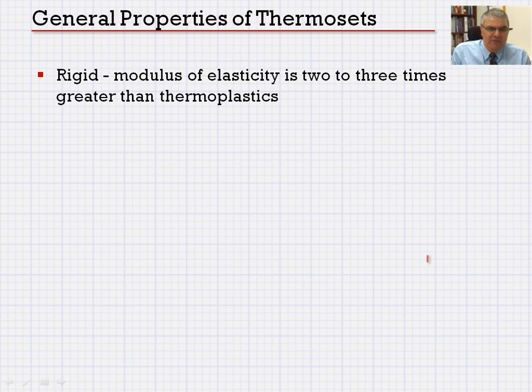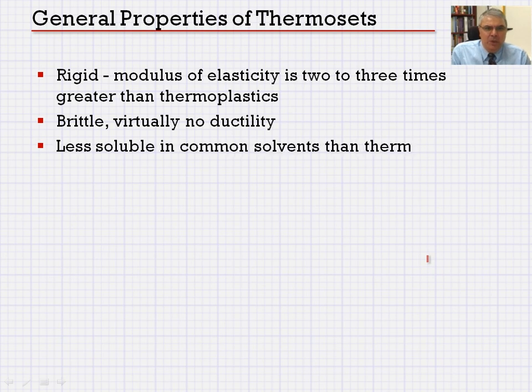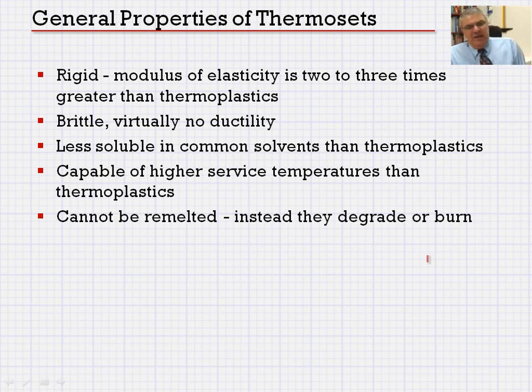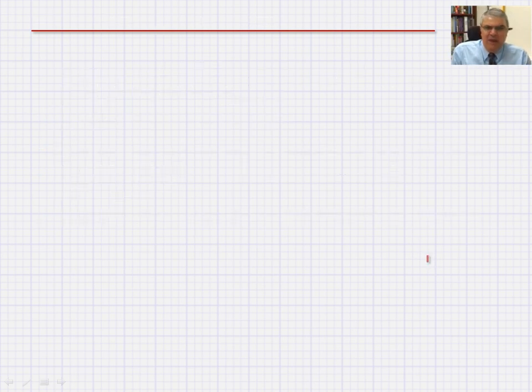General properties of thermosets are also noteworthy here. They have a modulus of elasticity 2 to 3 times greater than thermoplastics, which makes them more rigid in comparison to thermoplastics. They're brittle. Virtually, they have no ductility. You probably have experienced some of these plastics that break easily. They're less soluble in common solvents than thermoplastics, and they're capable of higher service temperatures than thermoplastics. They cannot be remelted, as I have discussed previously. They're going to degrade or they're going to burn.